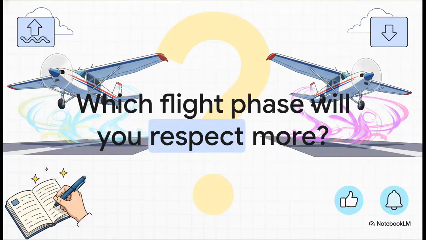So let me leave you with this final thought. Ground effect gives you a really dangerous false sense of security on takeoff, but a stubborn refusal to sink on landing. So, which phase of flight will you respect more on your upcoming check ride? Think about that as you review your notes tonight.